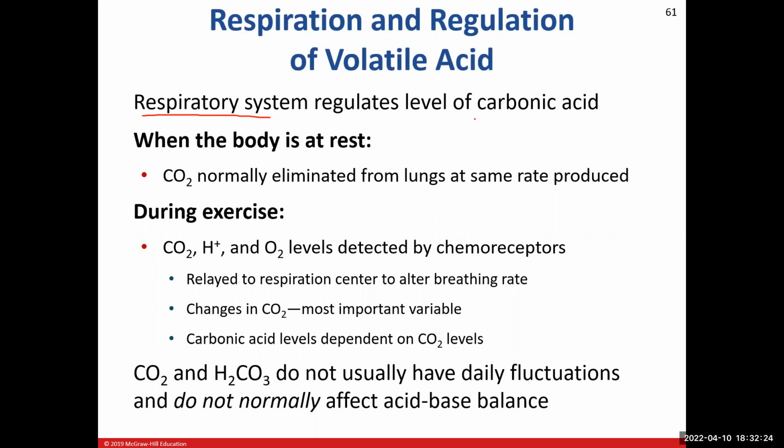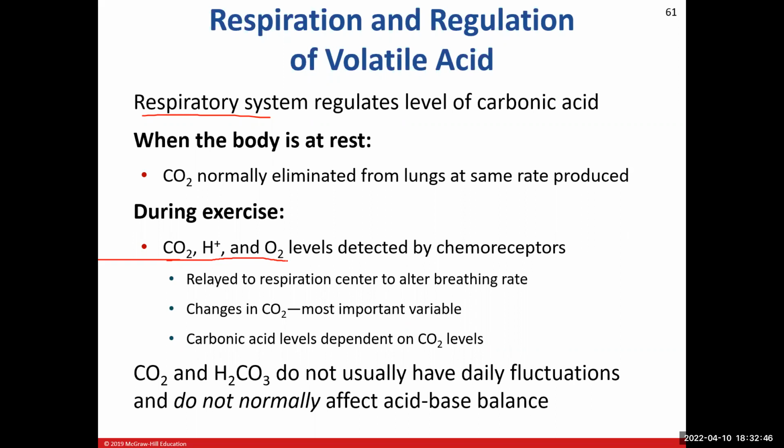Now that changes when you start to exercise or in emergency situations. And you'll notice the three things that are going to affect your respiration rate that are listed here look familiar: carbon dioxide, hydrogen ion concentration level, and oxygen.